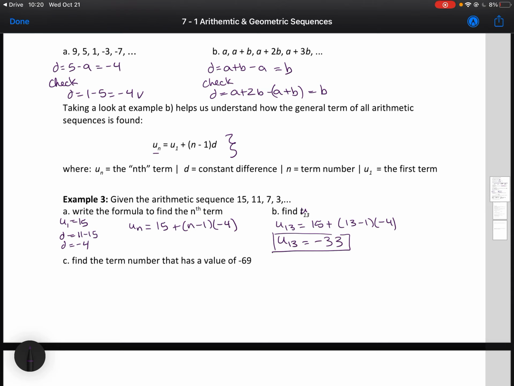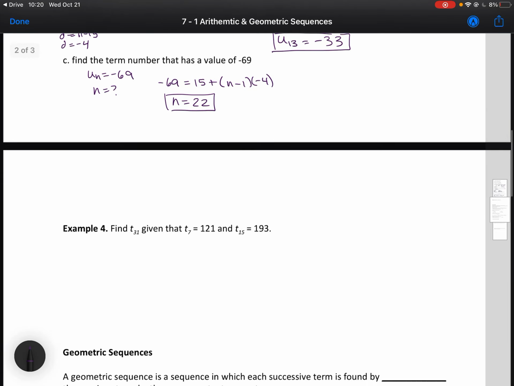And then part c is the opposite here. Now I know the left-hand side of my nth term equation, and I'm looking for the n value. So here, this is what I know. Un is going to be minus 69, and n is my unknown. So I'm going to put in that value for the nth term on the left-hand side, leave my n as the variable, and then I can rearrange and solve that for n, which is going to give me 22. So the 22nd term has a value of minus 69.